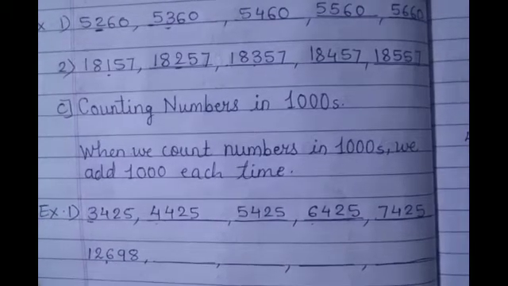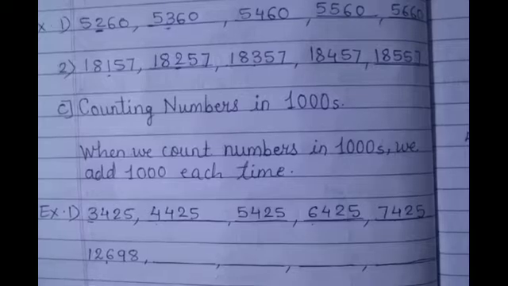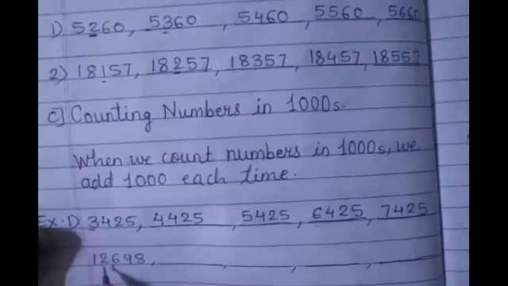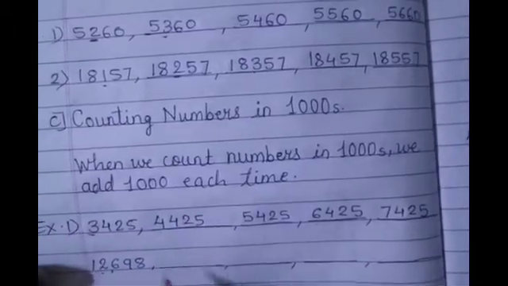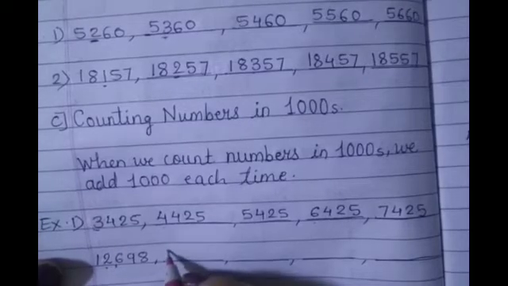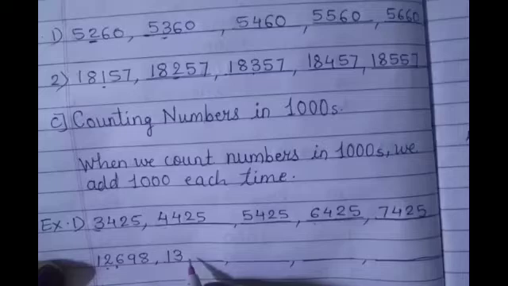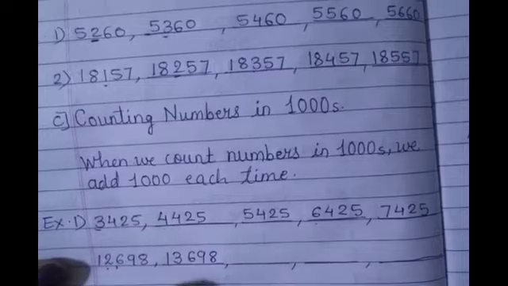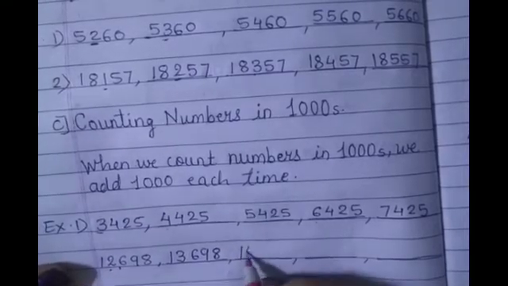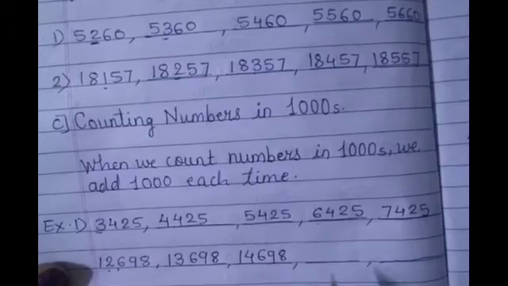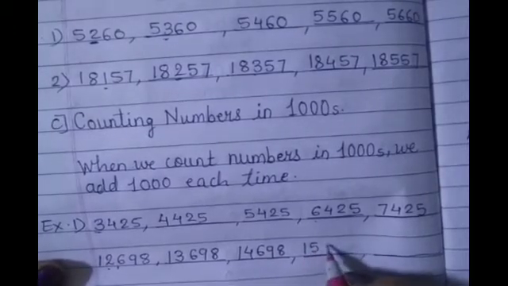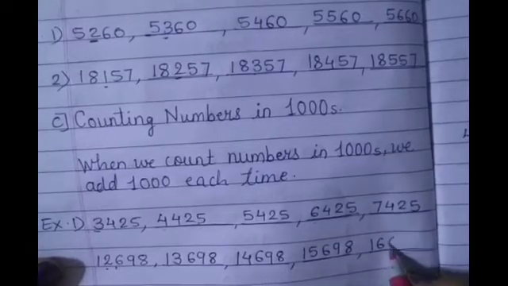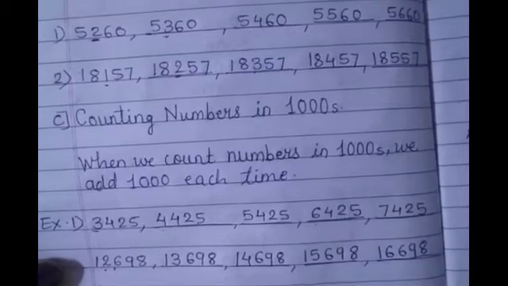Next example is 12,698. Now here let's see which number is there at the thousands place. It's 2. So we'll concentrate on this 2. So 2 will become 3 at the next step. So it will become 13,698. 13,698 will become 14,698. Next will become 15,698 and 16,698, and so on.